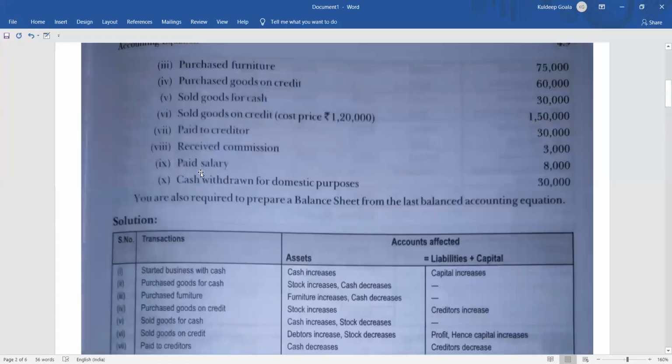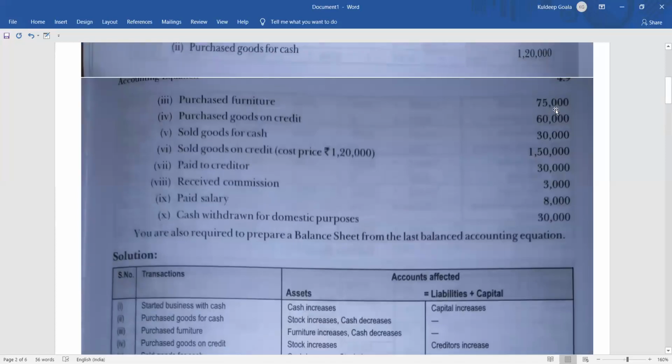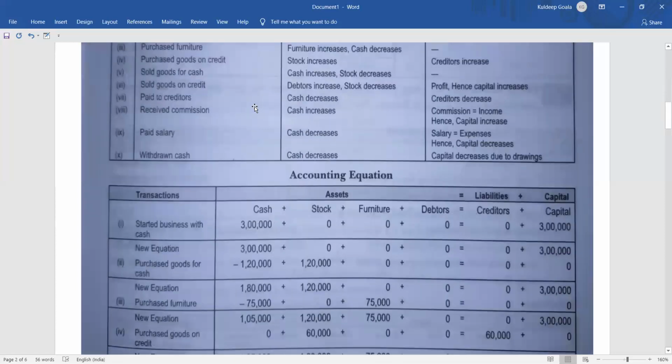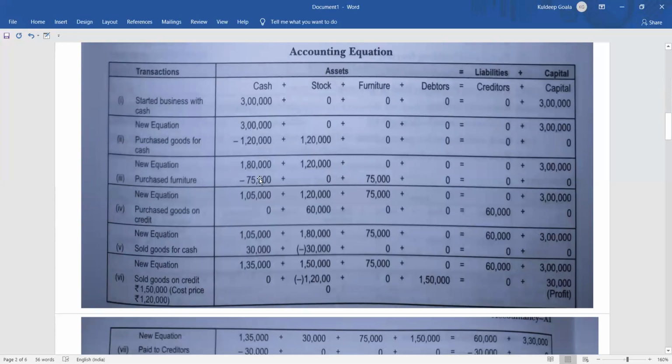So coming to the next one. Purchase furniture 75,000. So what we are getting is the furniture, and obviously we are purchasing by cash. If it is not mentioned cash or credit, then we are purchasing on cash. So money is going out, right? So if the money goes out, cash will be deducted, and furniture will be added in the asset. So what will you write? Purchase furniture: minus from the cash because money is going out. So minus 75,000 from the cash, stock no change, furniture will be there because furniture is coming, so 75,000 will be added in the furniture, debtor no change, creditor no change, and capital also no change.